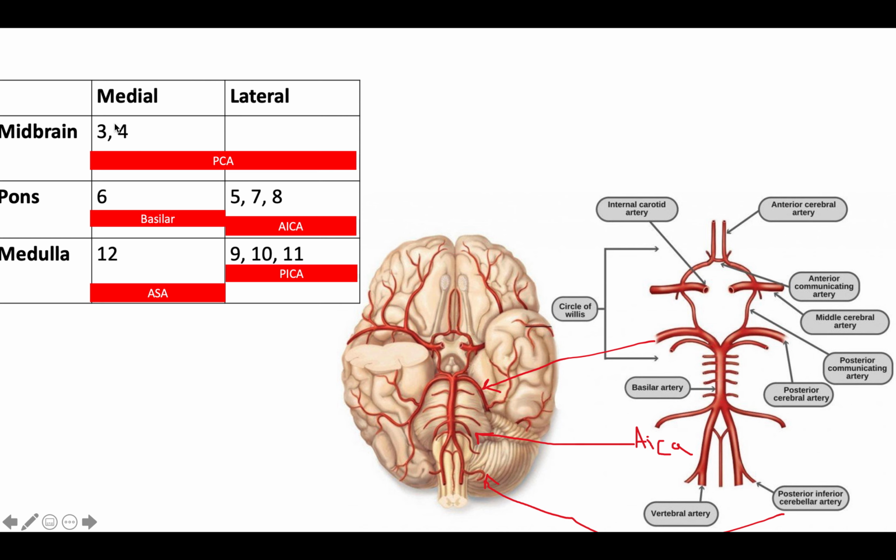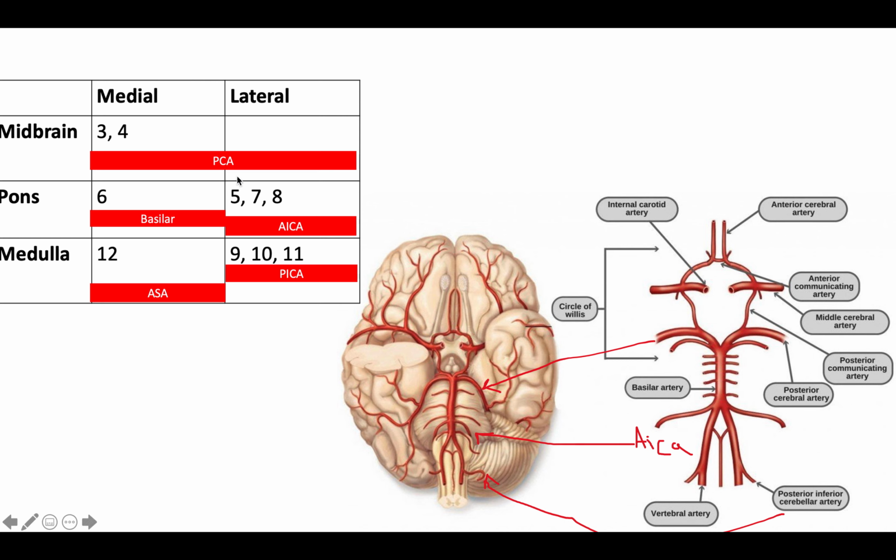But you also need to know that if any number through 12 is divisible by 3, then it's going to be medial. So naturally, 3 goes into 3, so that's medial. 3 goes into 6, so that's medial. And 3 goes into 12, so that's medial. Everything else is going to be lateral. So cranial nerves 5, 7, 8, 9, 10, 11 are all going to be on the lateral side. Now you just have to memorize which artery goes with what.